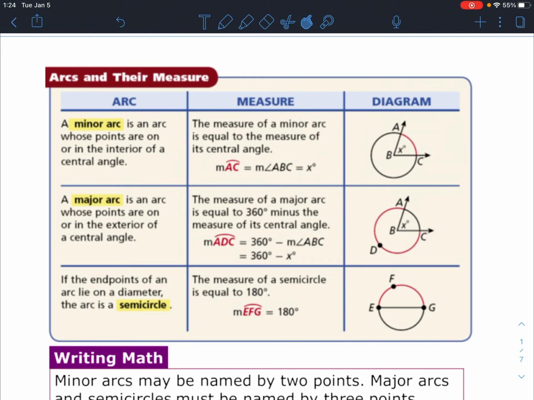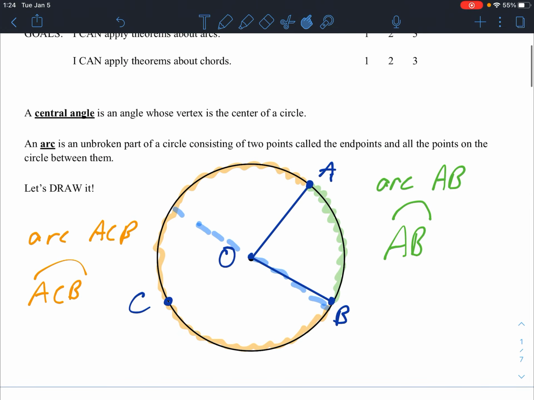A major arc is an arc whose points are on the exterior of a central angle. Okay, so the orange one's called a major arc, and for that one we use 3 letters. So we still use A and B as the endpoints, but then we have to make up another point somewhere in between there, or use a point that's given to us on the circle in between to show that it's major. So minor arc, 2 letters, major arc, 3 letters.